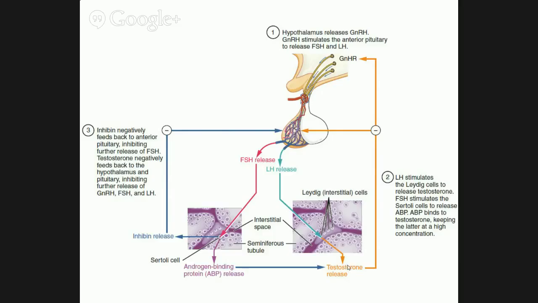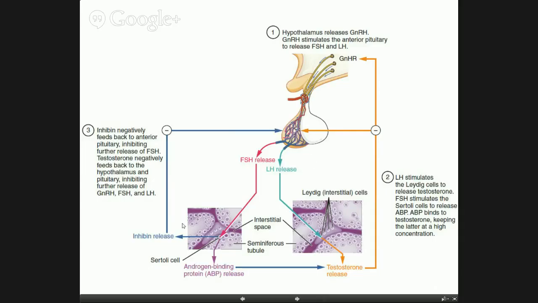Testosterone will help to feed back and inhibit stuff at higher levels, just like we saw with estradiol in the female system. In the male system, they're pointing out also this hormone called inhibin. Why they don't mention that in the female system, I don't know, but there's inhibin being released by the ovaries also. And it does just what its name suggests, which is to inhibit FSH and LH release, which is really just redundant with the estradiol, but that's what it does.